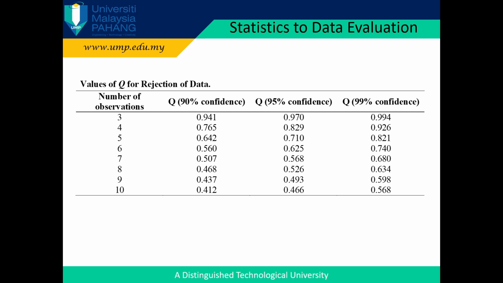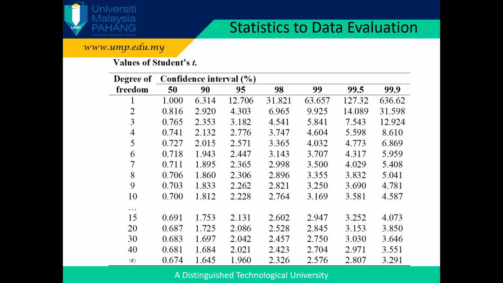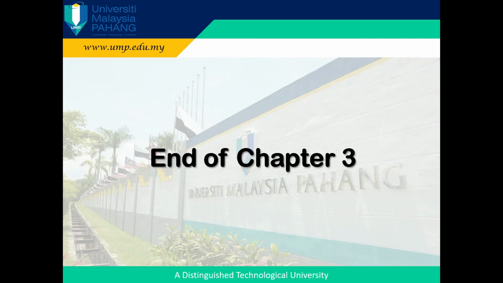These are the values of Q for rejection of data using Q-test, while this table shows the value of students T for T-test. You don't have to memorize all the values because the table will be given in the appendix of assessments. To understand better on those statistical tests, please look at the example for each of tests in the given separate videos. That's all for chapter 3.